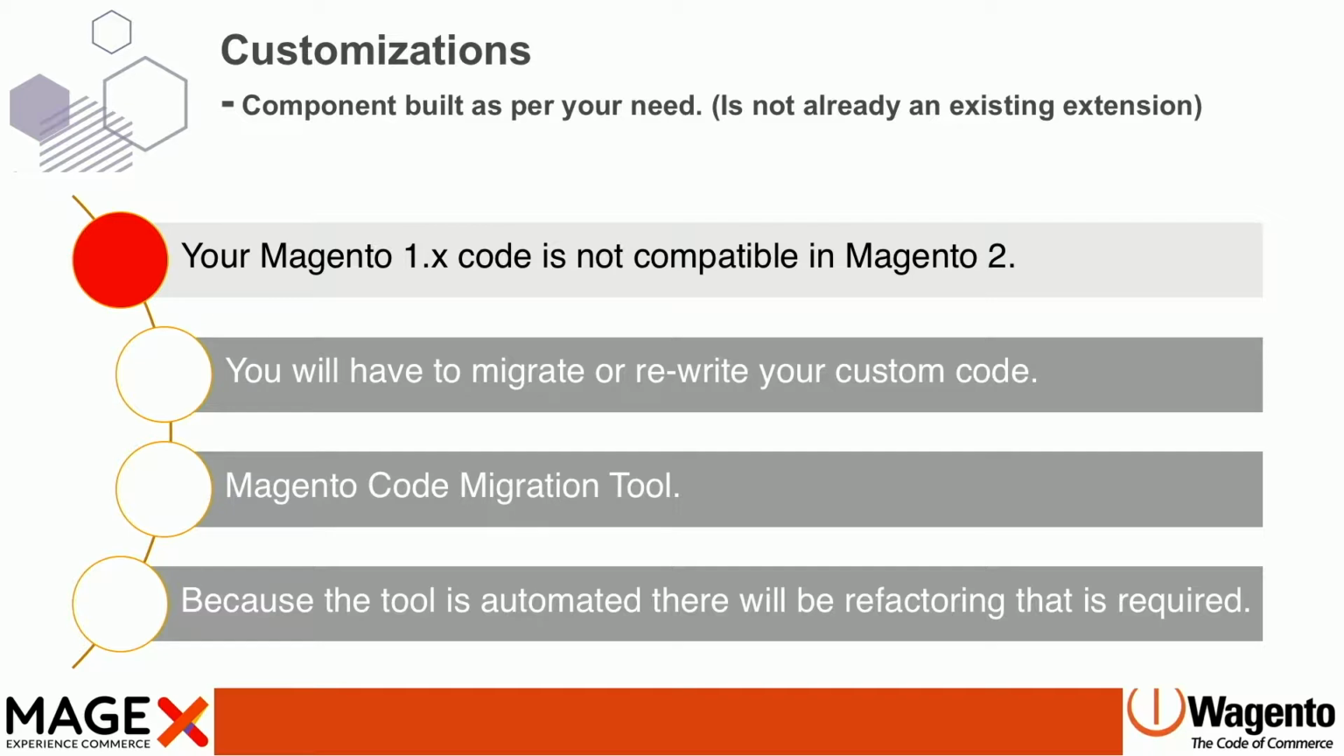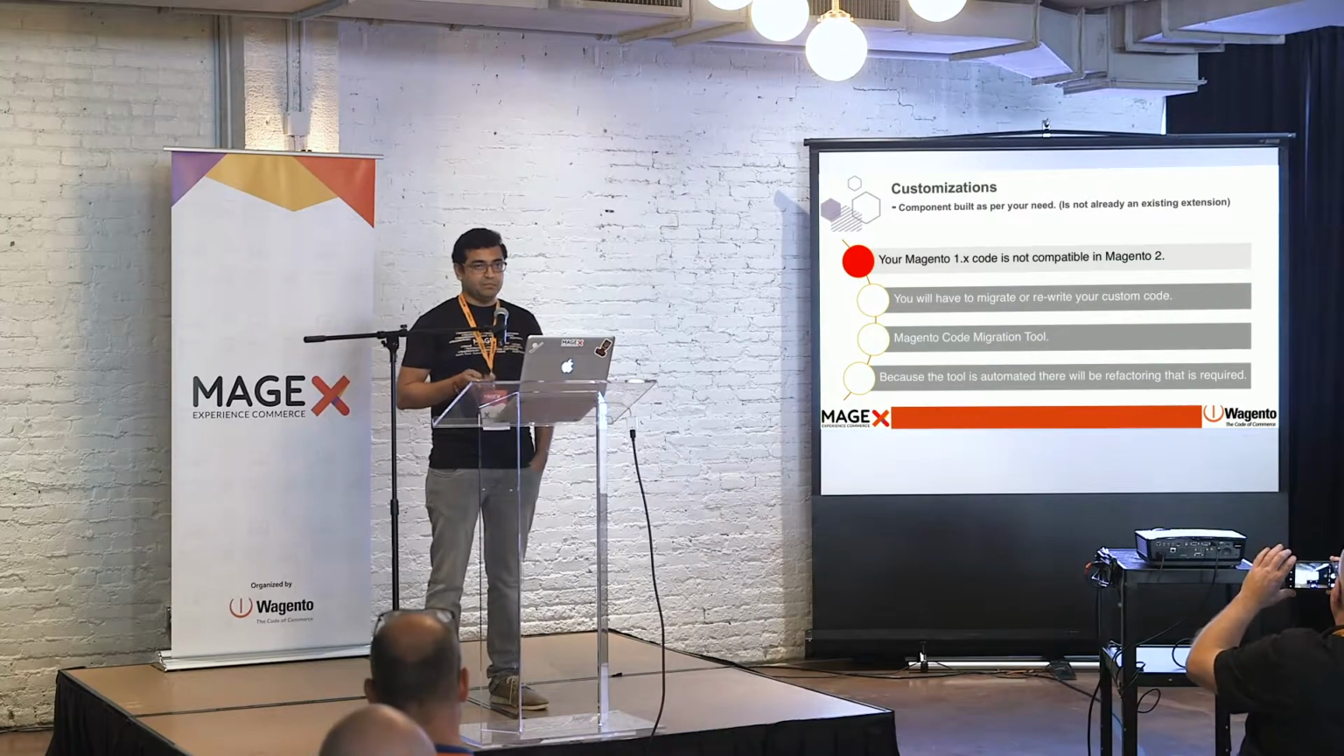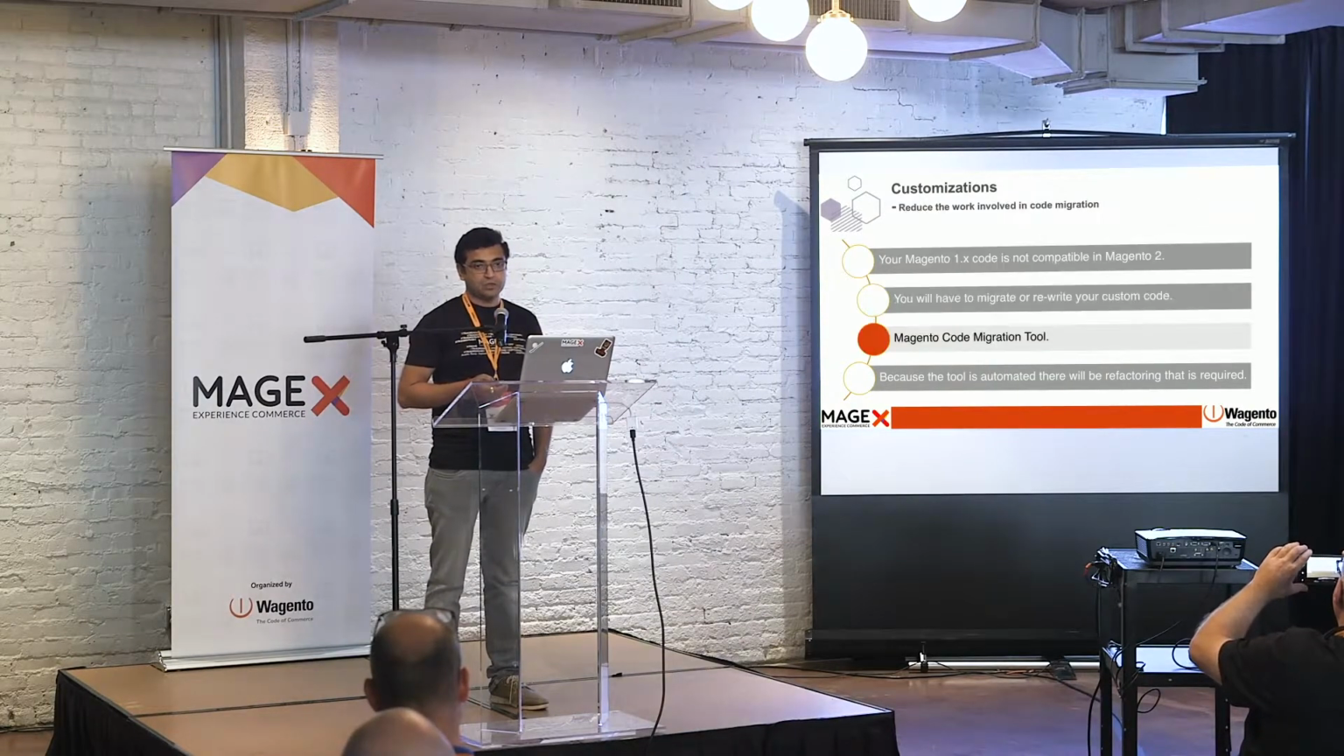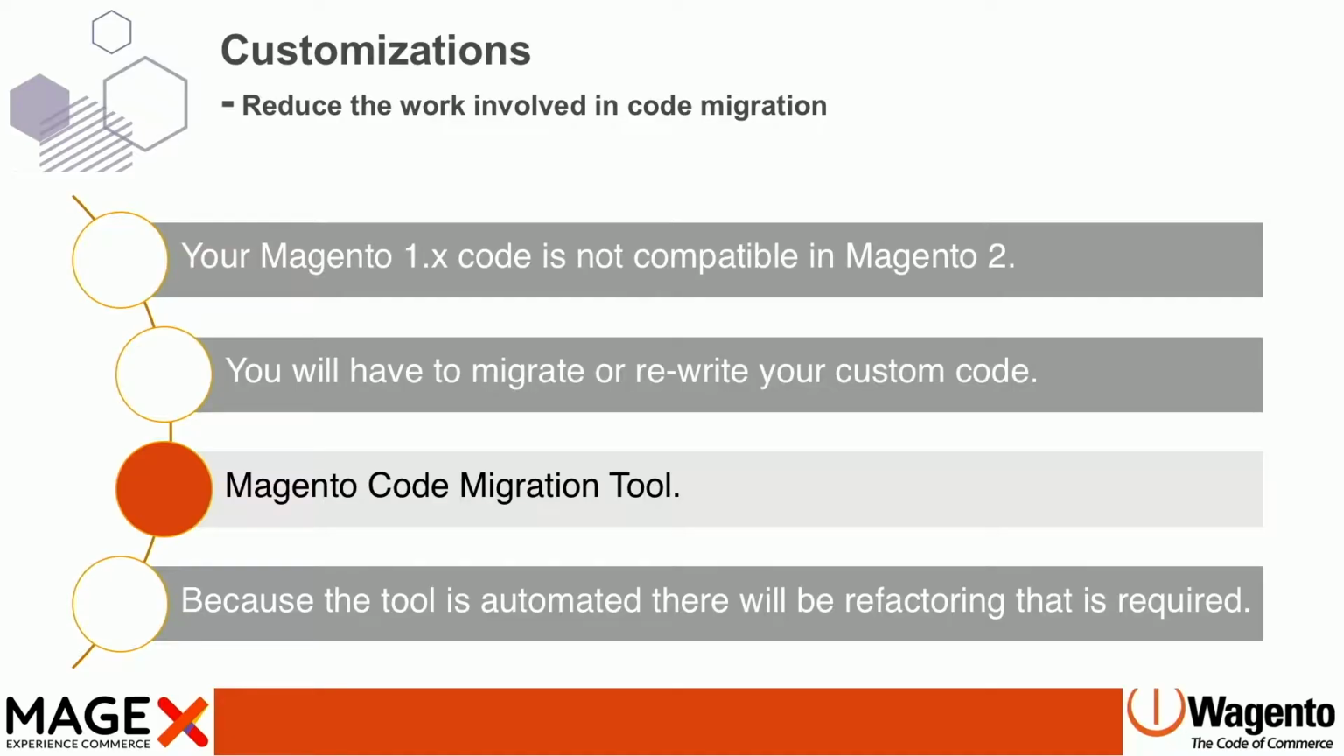Whatever components you have built in Magento 1, you now need to migrate into Magento 2. So your Magento 1 code, same as the extensions, your custom module is also not going to work. So you need to rewrite your code. Then in Magento, a code migration tool is also available, so you can use the code migration tool.